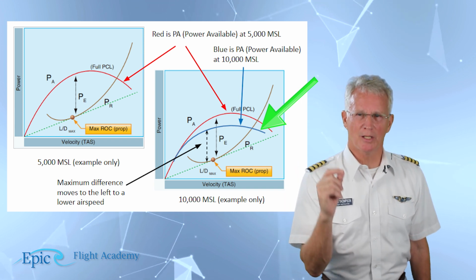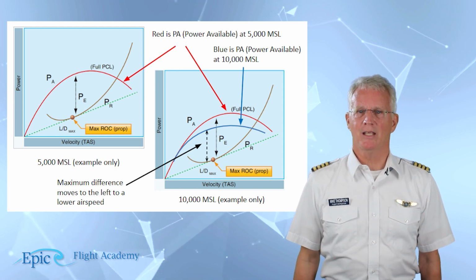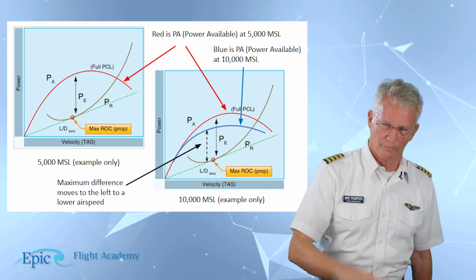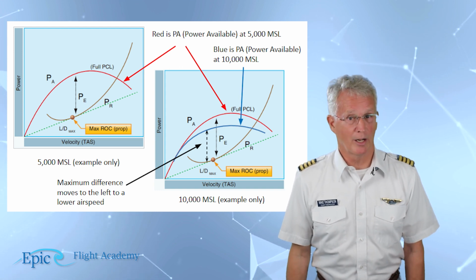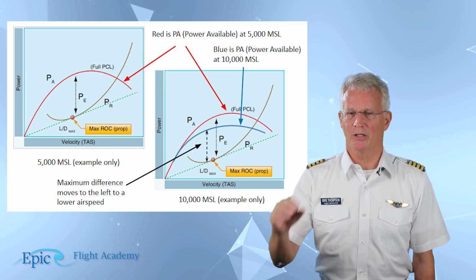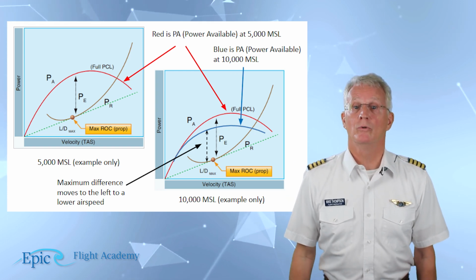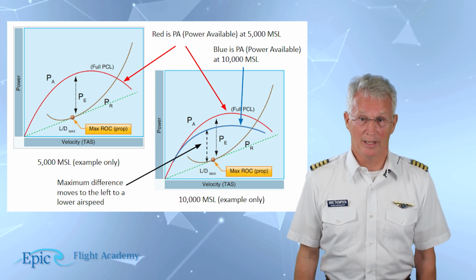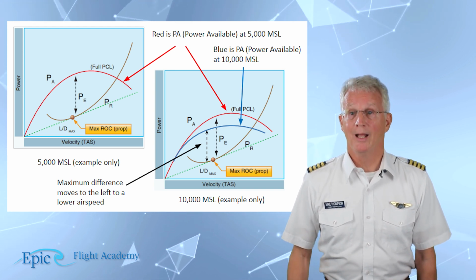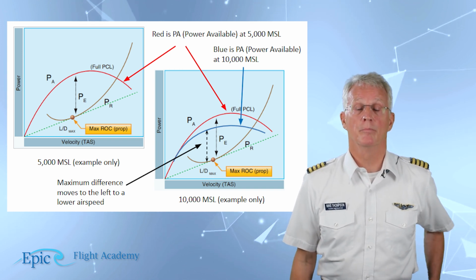And here's the key. Notice as that curve starts to fall over due to higher altitudes, that the maximum excess between the two curves moves to the left. In other words, toward a slower airspeed.